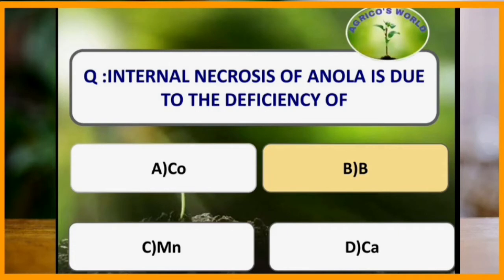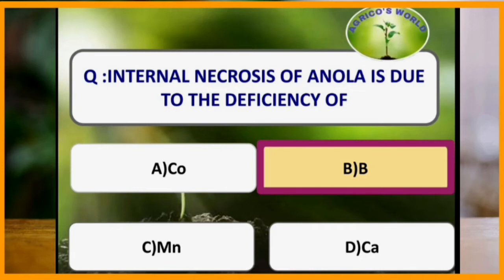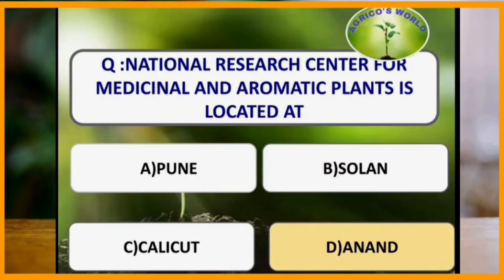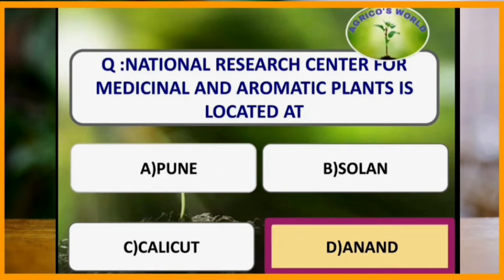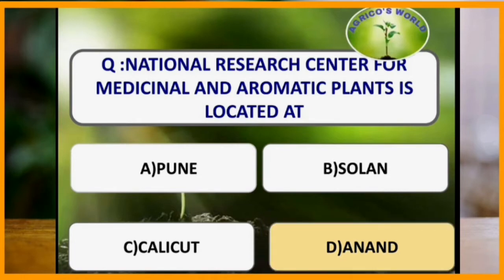Internal necrosis of aonla is due to the deficiency of which of the following nutrient? The internal necrosis of aonla is due to the deficiency of boron. The National Research Center for Medicinal and Aromatic Plants is located at which place? The National Research Center for Medicinal and Aromatic Plants is located at Anand of Gujarat.